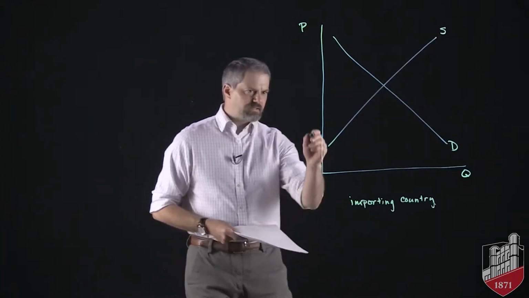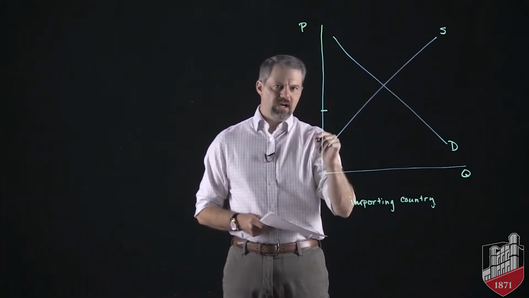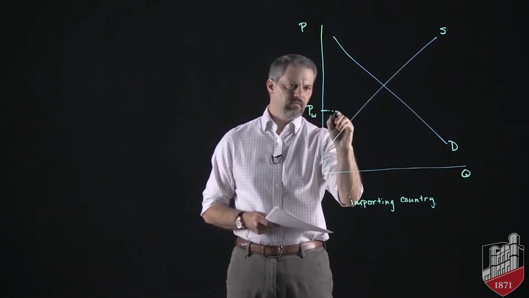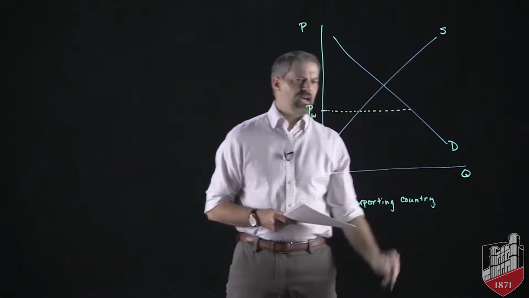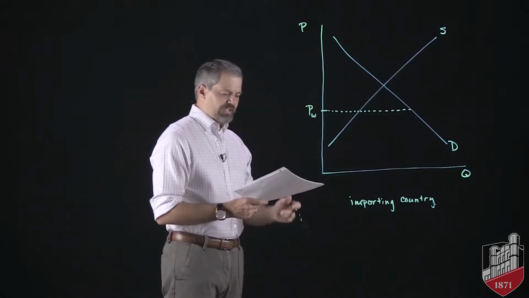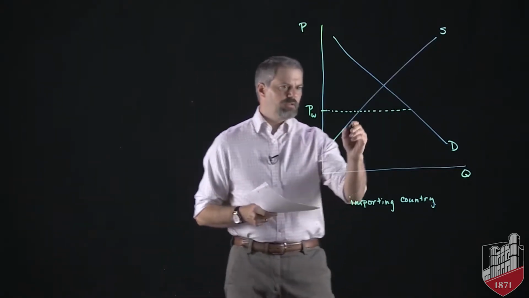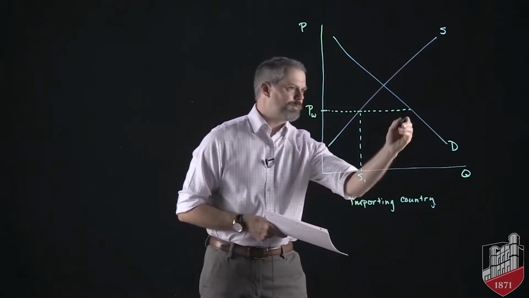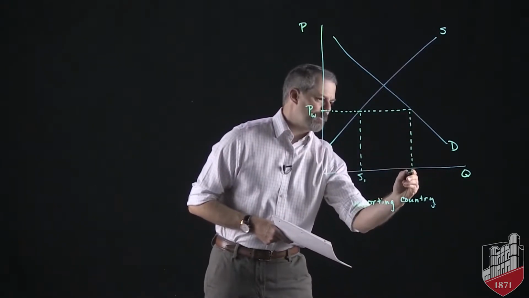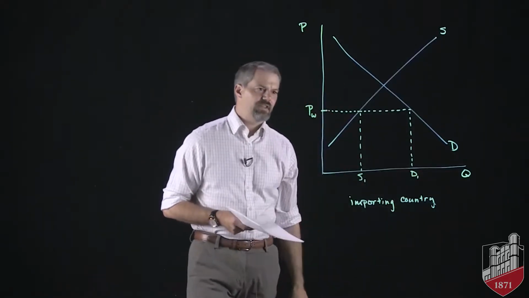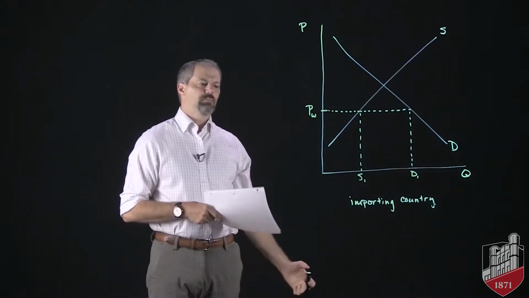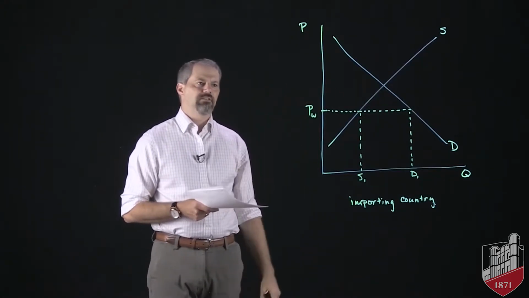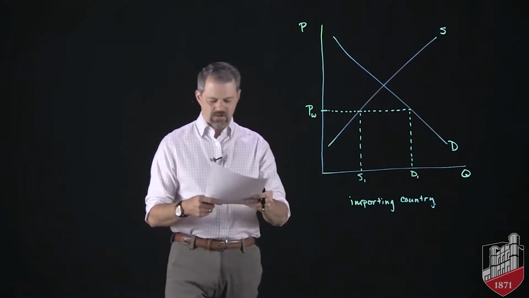Our world price is going to be clearly below the autarky price here in this country. So the price in the world is going to look like that. We could see the original amount of imports. Here's the amount that domestic sellers are going to be producing. Here's the amount that domestic buyers want to buy. The difference there is going to be the amount of imports into the importing country. So this is what it would look like if there was no tariff. Okay, so we're going to start there.